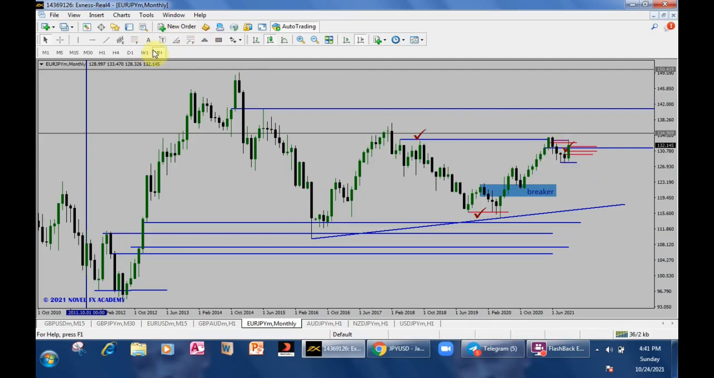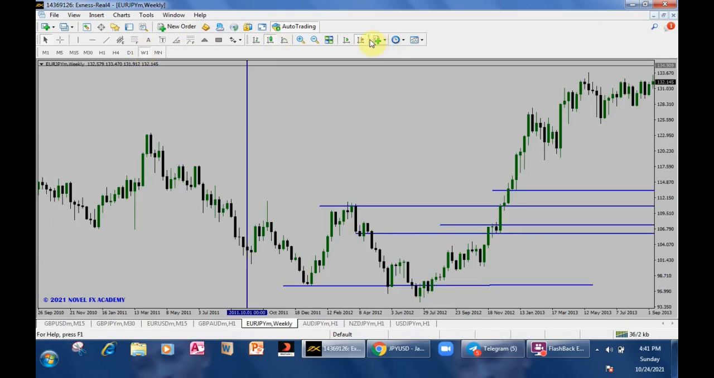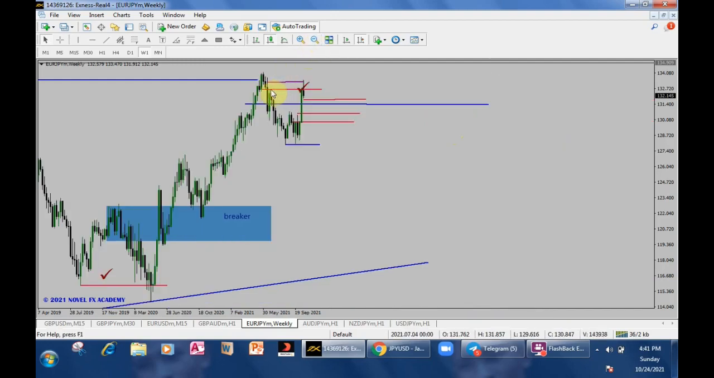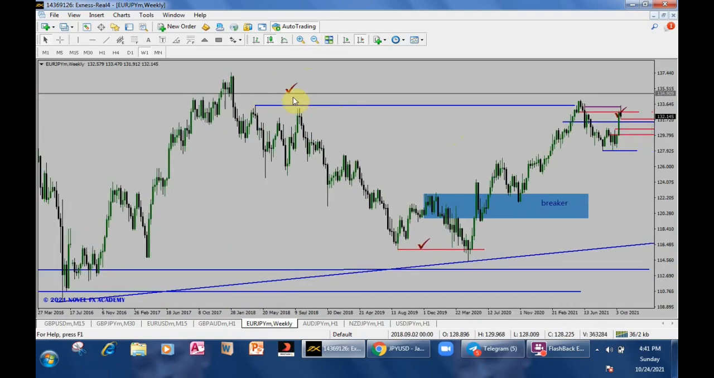Okay, so let's go to the weekly time frame. At the same time that price was on that monthly order block, price was also sitting on a weekly bearish order block. That weekly order block propelled price to the downside, and apart from that, it also raided these stops right here.